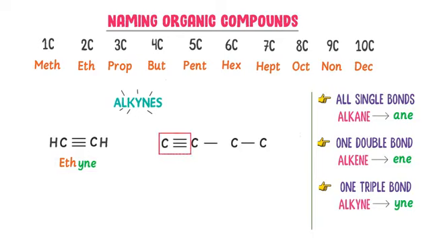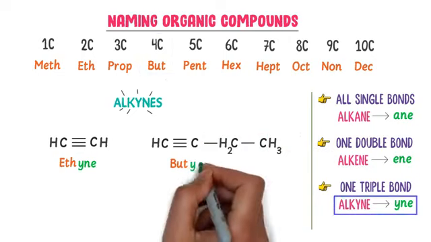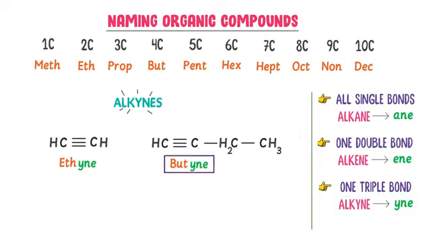Secondly, consider these four atoms of carbon in which there is one triple bond. This carbon has formed three bonds, write H. This carbon has formed four bonds, so leave it. This carbon has formed two bonds, write H2. This carbon has formed one bond, write H3. There are four carbon atoms present in this molecule, I write but. Also there is one triple bond, I write yne. So I get butyne. Thus using this method, we can easily name alkynes by knowing the number of carbons and triple bond between carbon atoms.